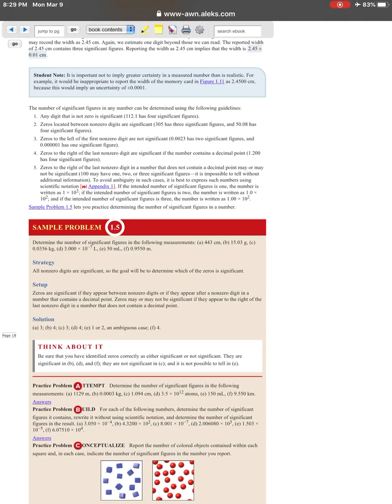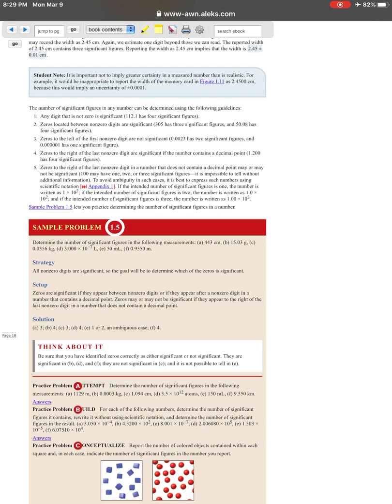Number 5, the last one, and this one is a lengthier one. Take a look at that. There's as much writing with number 5 as there is with the first 4 altogether. Zeros to the right of the last non-zero digit in a number that does not contain a decimal point may or may not be significant. Okay.